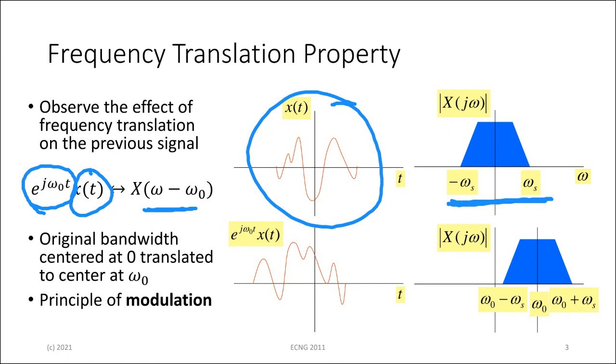If I told you x at t minus 3, it now means x of t has shifted to the point where t equals 3. The frequency translation is the same thing: X of omega has now been shifted, or translated, so that it is now centered on omega 0. So the original bandwidth of the signal is still the same. We didn't change anything. It still runs from minus omega s to plus omega s, but it's now centered on omega 0.